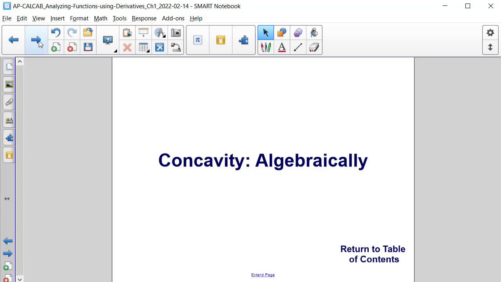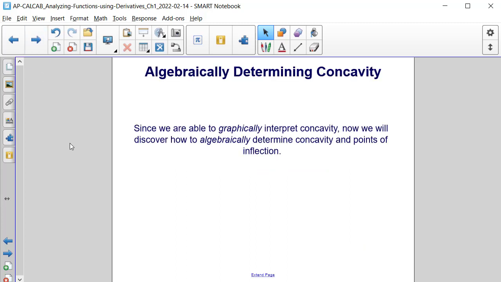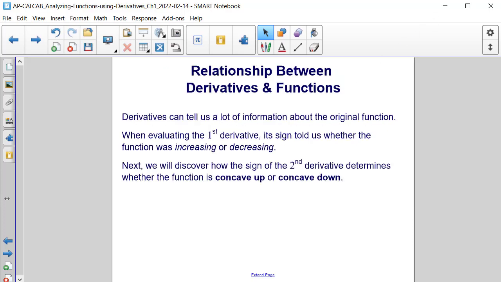Concavity algebraically. Since we were able to graphically interpret concavity, now we will discover how to algebraically determine concavity and points of inflection. Derivatives can tell us a lot of information about the original function.